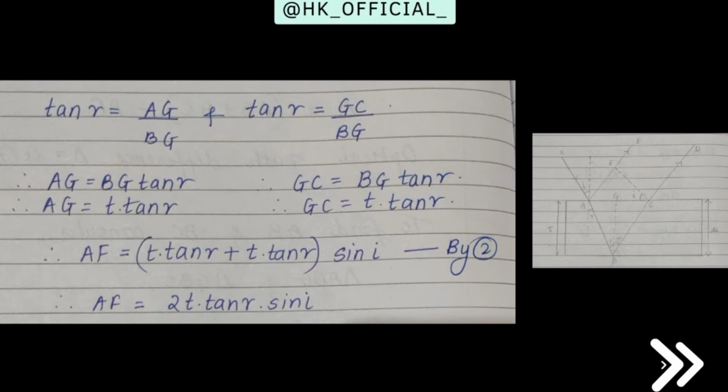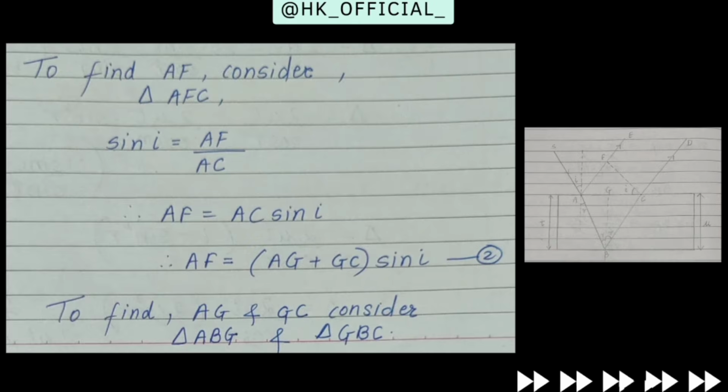Now from this third step, we got AG and GC. So now we will substitute these in our equation number 2. I will show you what our equation number 2 was. This was our equation number 2: AF is equal to AG plus GC into sin I.